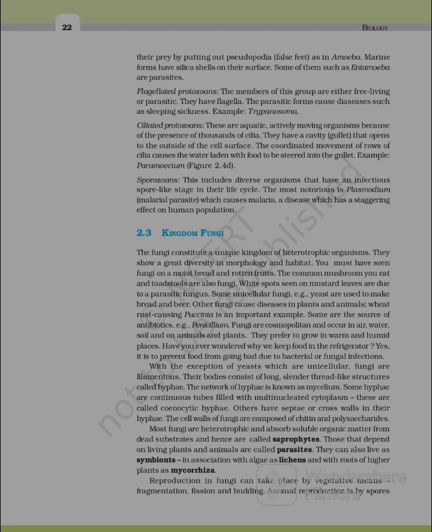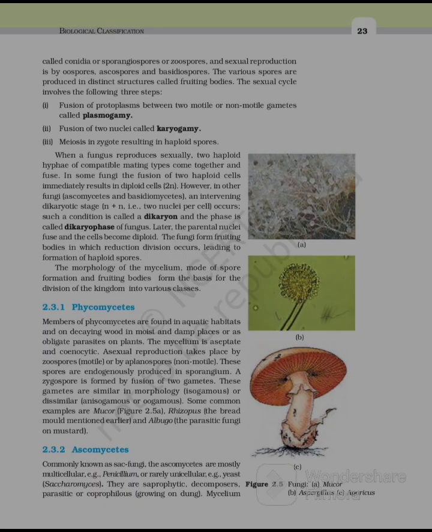Most fungi are heterotrophic and absorb soluble organic matter from dead substrates and hence are called saprophytes. Those that depend on living plants and animals are called parasites. They can also live as symbionts in association with algae as lichens and with roots of higher plants as mycorrhiza. Reproduction in fungi can take place by vegetative means, fragmentation, fission, and budding. Asexual reproduction is by spores called conidia or sporangiospores or zoospores. And sexual reproduction is by oospores, ascospores, and basidiospores.